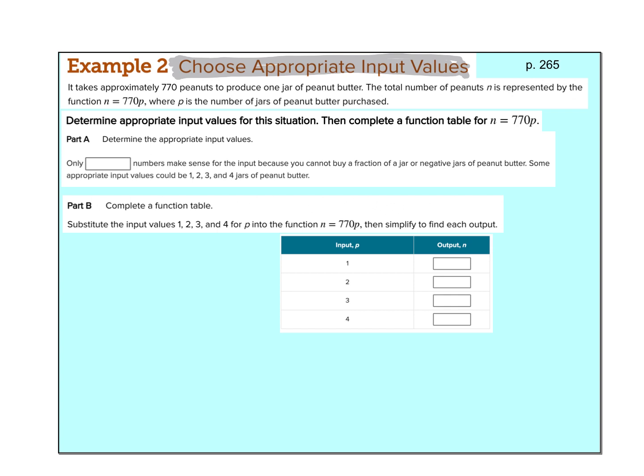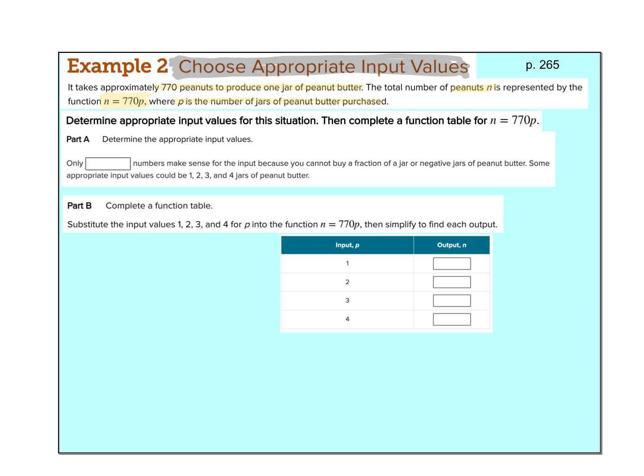It says it takes approximately 770 peanuts to produce 1 jar of peanut butter. I bet you didn't know that. And I love peanut butter. The total number of peanuts, N, is represented by this function. N equals 770p, where P is the number of jars of peanut butter purchased.